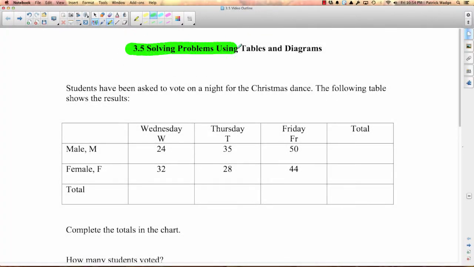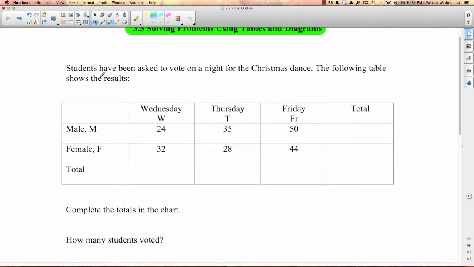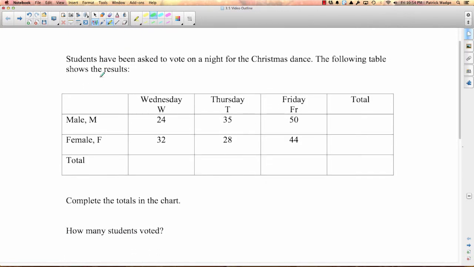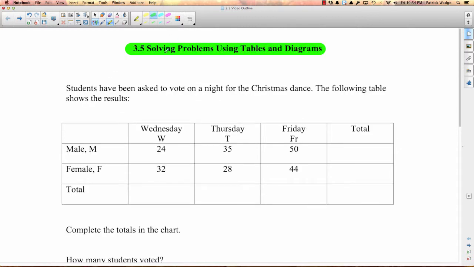is solving problems using tables and diagrams. I like this section. I think you will too. And I think you'll like this video as well because it's going to be pretty quick. So, just like the title looks like, we're going to solve some probability problems using tables.